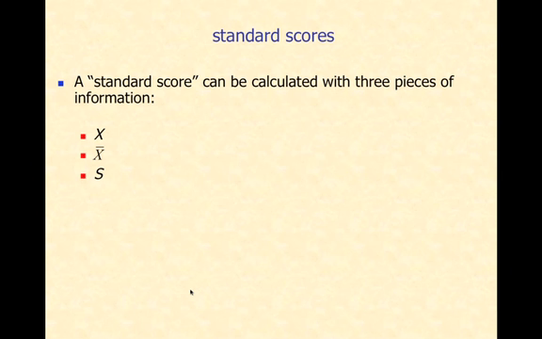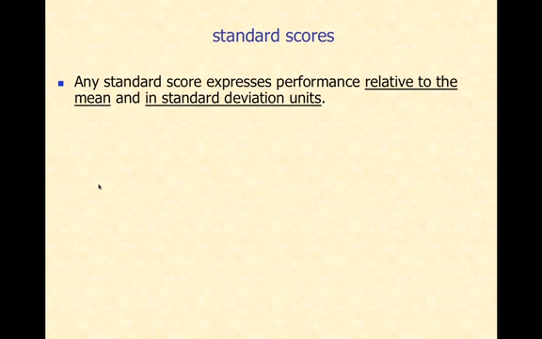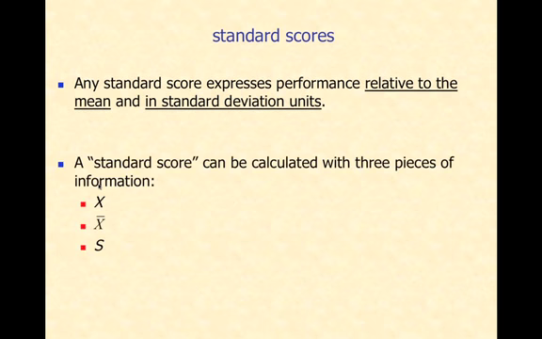So in this case, we have to have our score, we have to have our mean score for our distribution, and we have to have our standard deviation. With these 3 pieces of information, we can find our standard score. Any standard score expresses performance relative to the mean and in standard deviation units. Okay, that's a very important piece to remember. And a standard score is calculated with those 3 pieces of information: the score, the mean score, and our standard deviation. So the simplest kind of standard score is called a z-score.